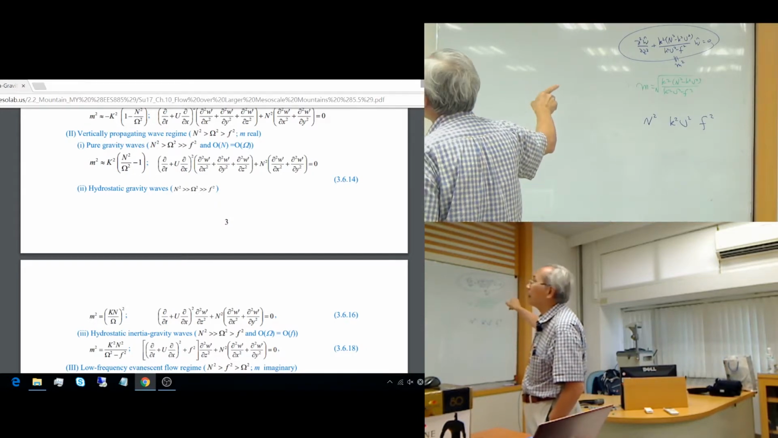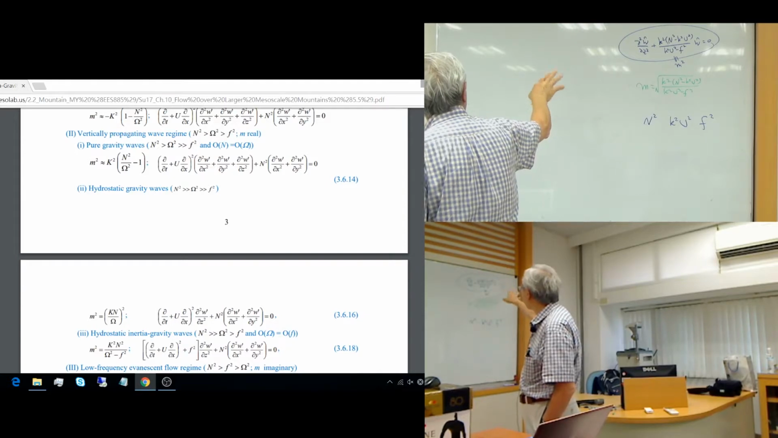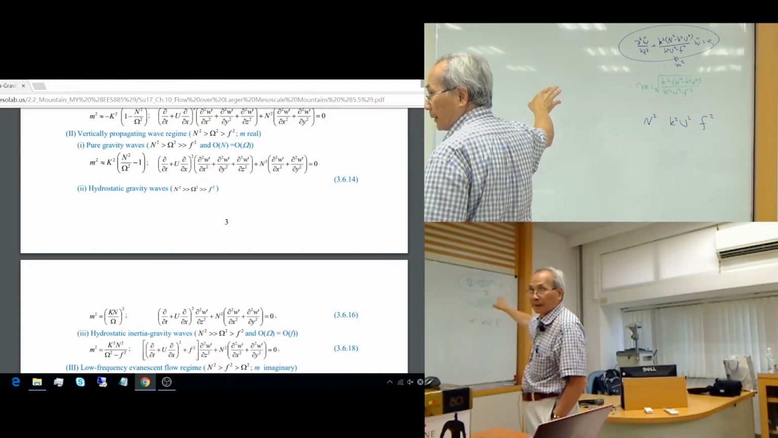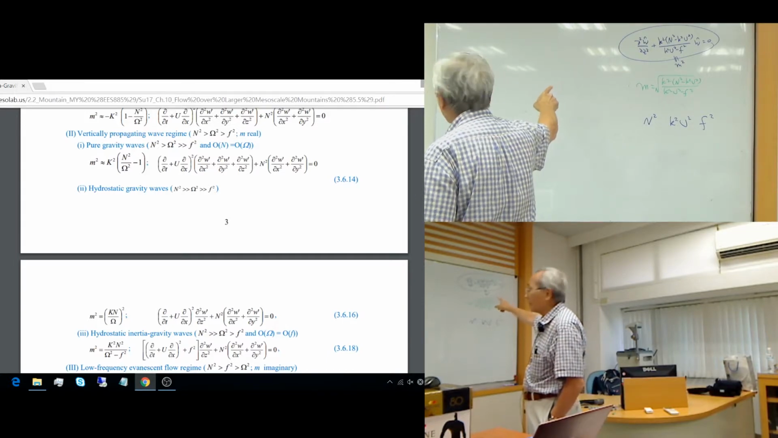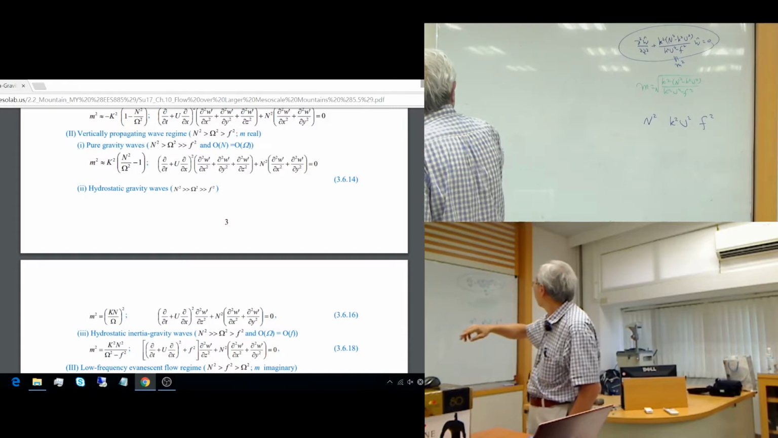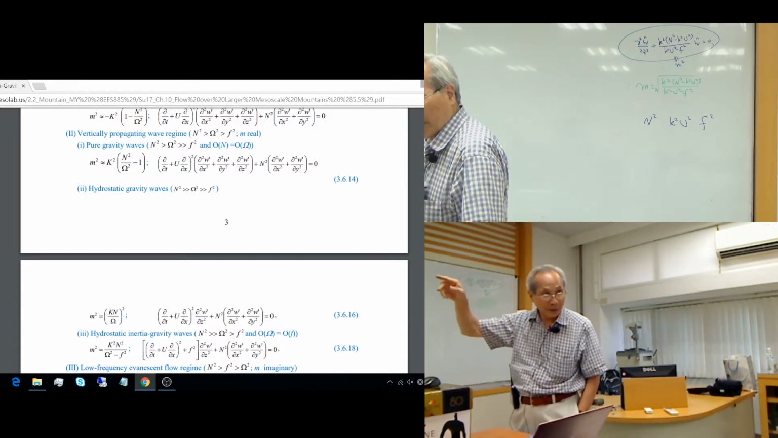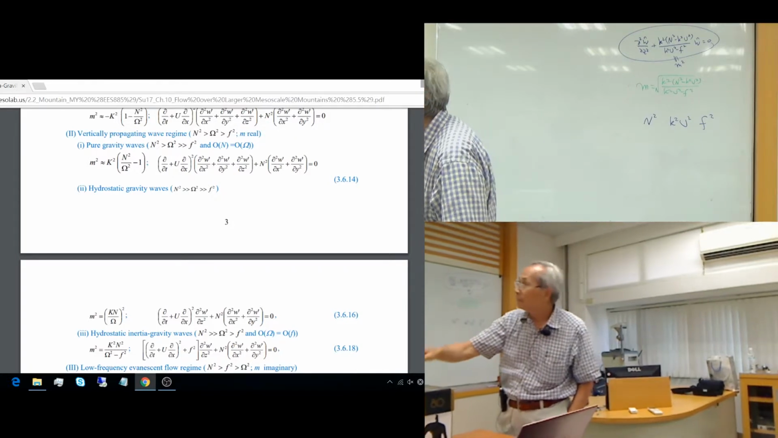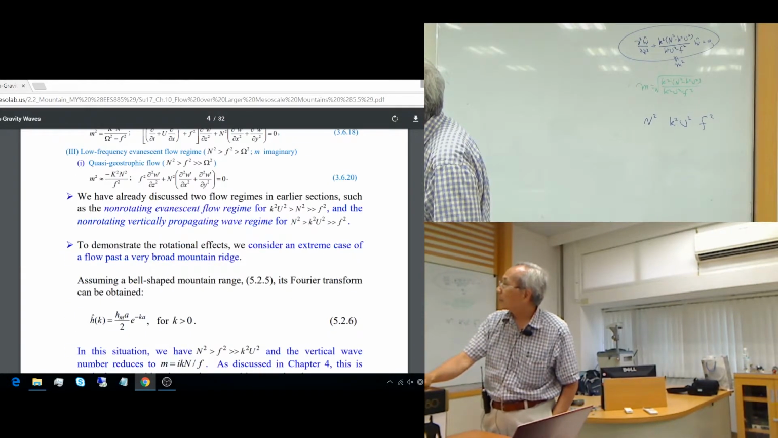And remember here, we are talking about kind of steady state flow. So there's no partial t or omega. There's no omega here. It's like omega equals k u for steady state. Okay, so here we have different regimes.